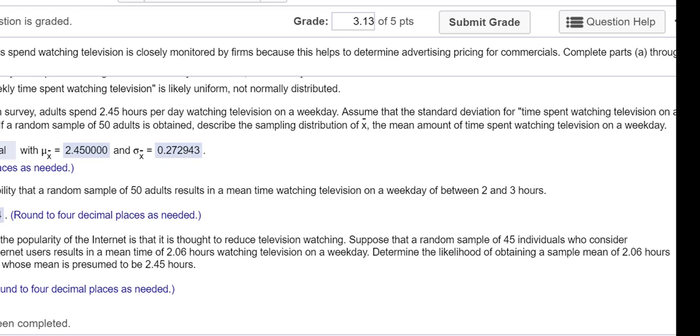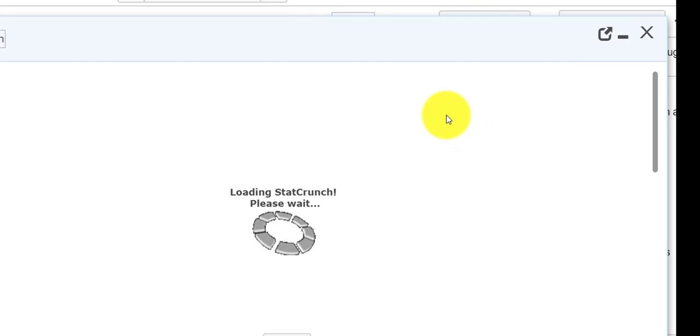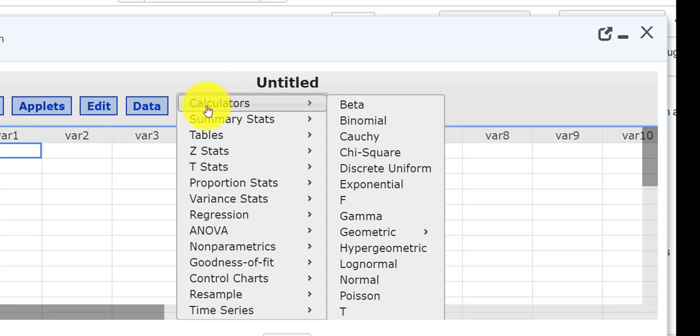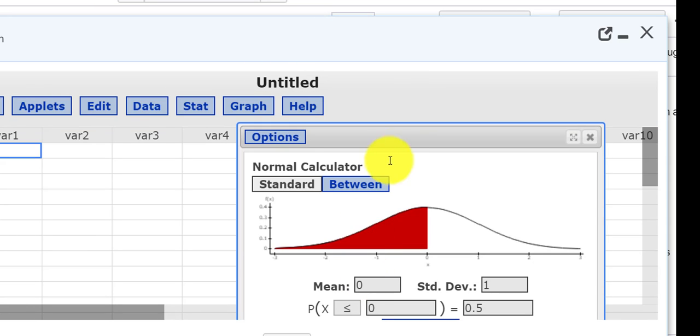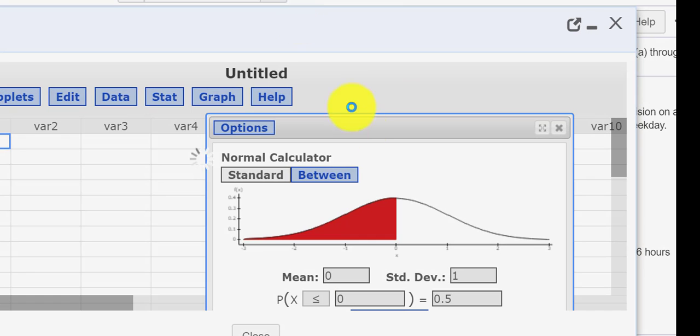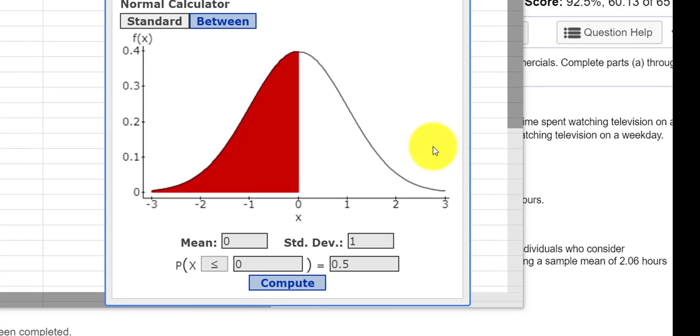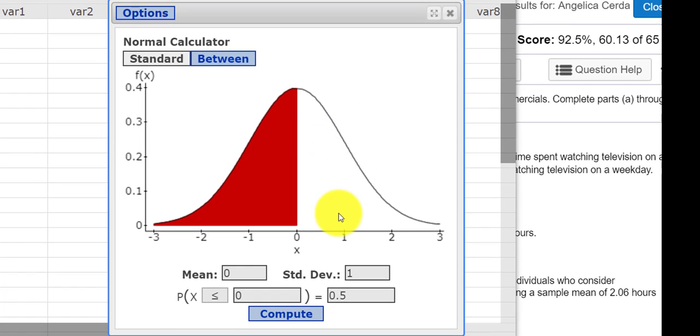So I need to open up StatCrunch. I think I can do that here. And then I want to look at my calculator. So I press Stat, Calculators. It's a normal calculator. And we can put in, whoops, I lost it. Hold on for a second. Let's see if I can find it. Okay, I got my normal calculator back.